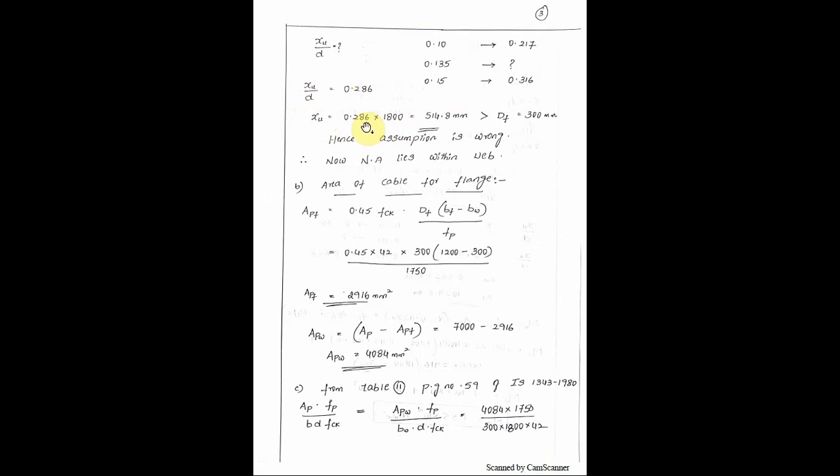Therefore XU is equal to 0.286 into depth, 0.286 into 1800, which is 514.8 mm. This is greater than the depth of the flange, which is 300 mm. We got XU greater than the flange depth, so the assumption is wrong. Therefore the neutral axis lies within the web.